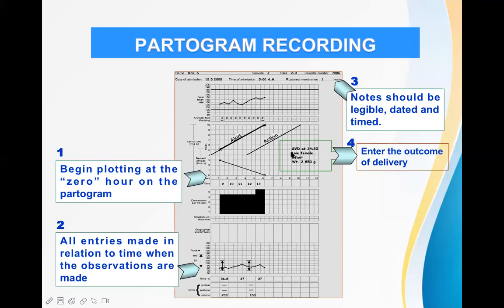So see there, single vaginal delivery, SVD, at 14:20 time. There is a live female infant with a weight of 2.85 kg. So I'm sure every student can see this. This is the outcome of the delivery. Single baby is delivered at this time. She is a live female baby, and this is a good weight. So these are some of the steps of the partogram recording.